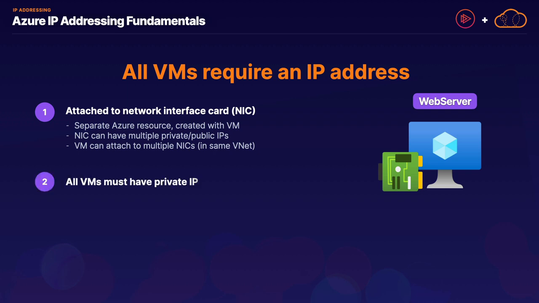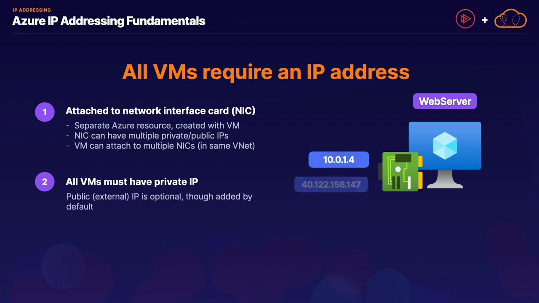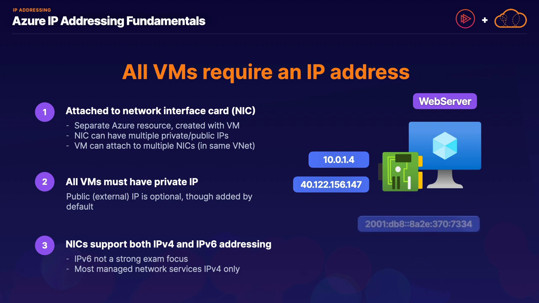Sticking with our theme of the fundamentals, you also need to know that all virtual machines must have a private IP address associated with it, well, at least associated with the network interface if we want to be exact. By comparison, a public or an external IP address is technically optional, although you'll notice that when you create a virtual machine with its defaults, it will add it on by default as well. That said, keep in mind that private IP addresses are the only required type of address, and a public IP address is technically optional. Finally, the last fundamental to be aware of is that network interfaces support both IP version 4 and IP version 6 addressing.